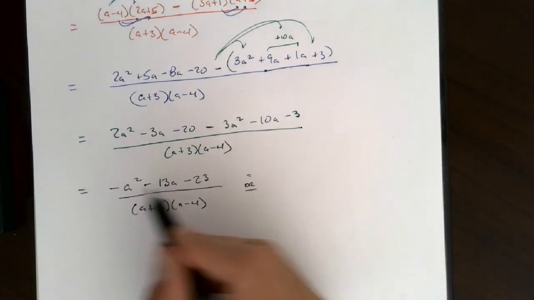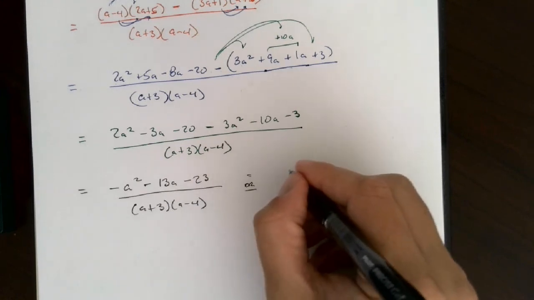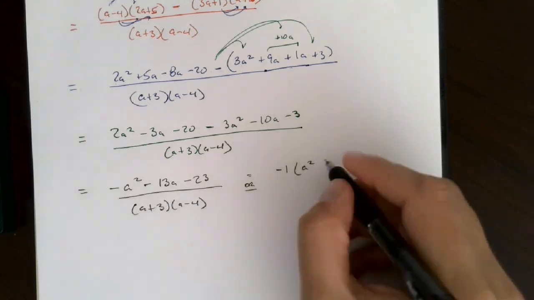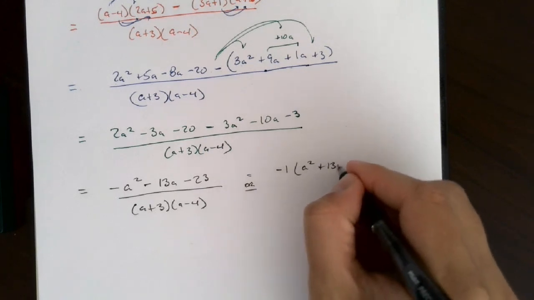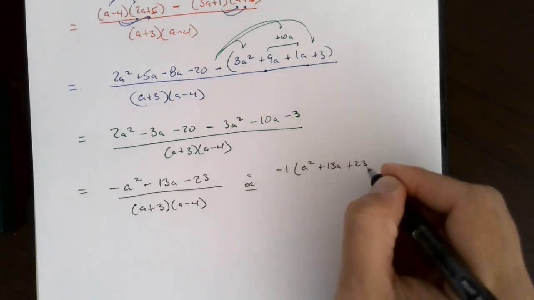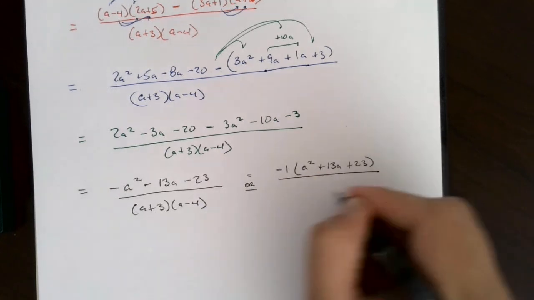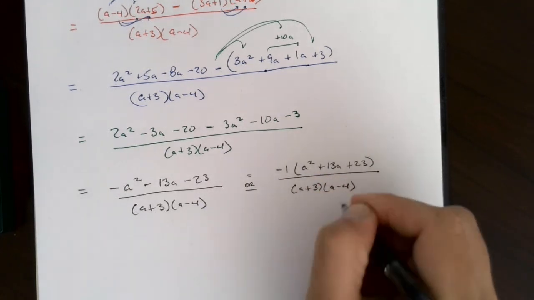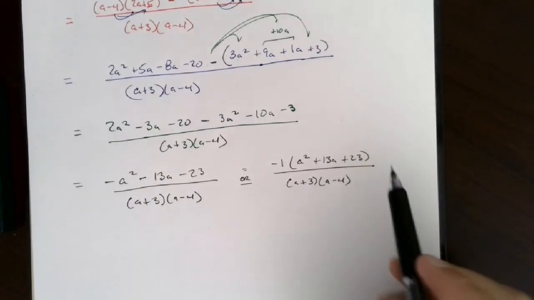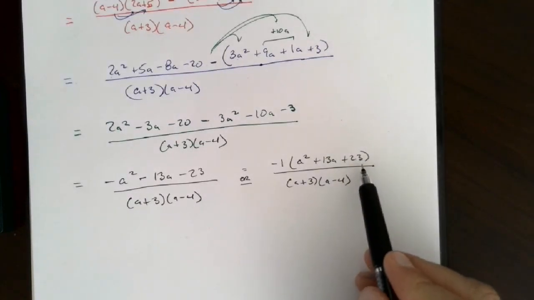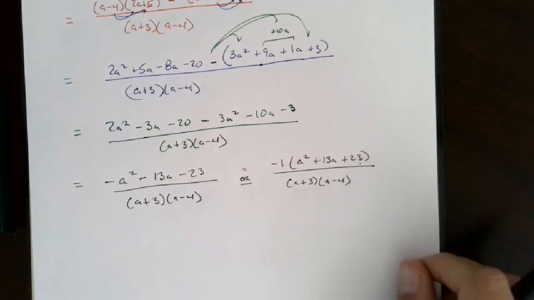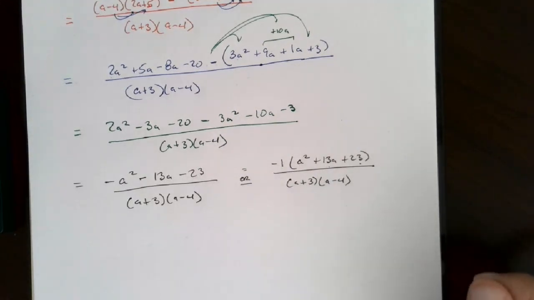The most you might start with is, okay, I'm putting or here just to show you, it's equal. If I could factor a negative 1 as a GCF out of the numerator, if I do that I had negative 1, and then it would be a squared on the inside plus 13a plus 23 all over a plus 3 times a minus 4. And that's fine. If you want to factor this any further, though, you need numbers that multiply to 23 and add to 13. Well, the only factors of 23, since it's a prime number, are 1 and 23. They'll never add to 13.